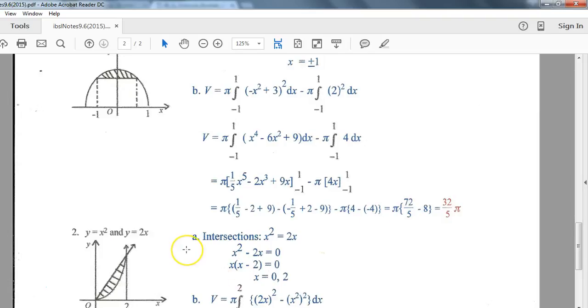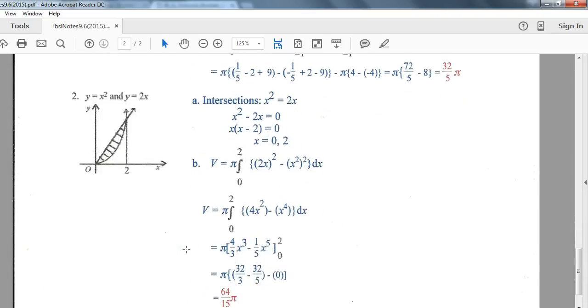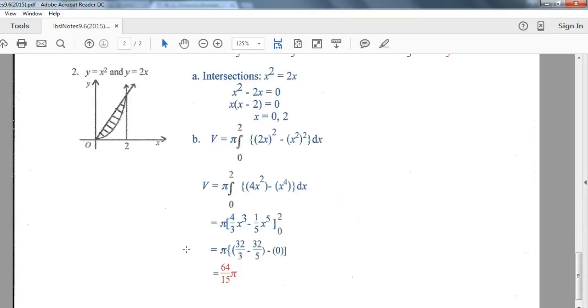If you want to give this one a try, give a pause to the video and give this last one a try here on your own. So again, it helps to know on these which one is on top and which one is on bottom. So either a sketch in the calculator or by hand would come in handy.